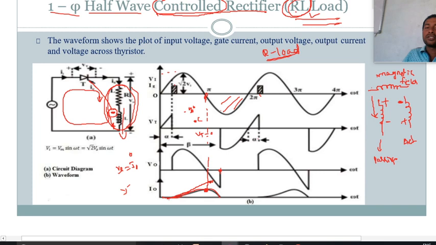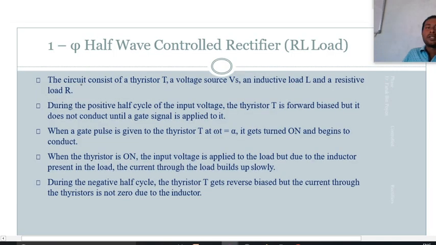So this is the resistive load. Let me discuss the key points which we should remember. The circuit consists of a thyristor, a voltage source, an inductor and a resistive load. During the positive half cycle of the input voltage, the thyristor will be forward biased, but it does not conduct. As we know, until we give the gate pulse, the thyristor will not conduct. So it will not conduct until the gate pulse is given.